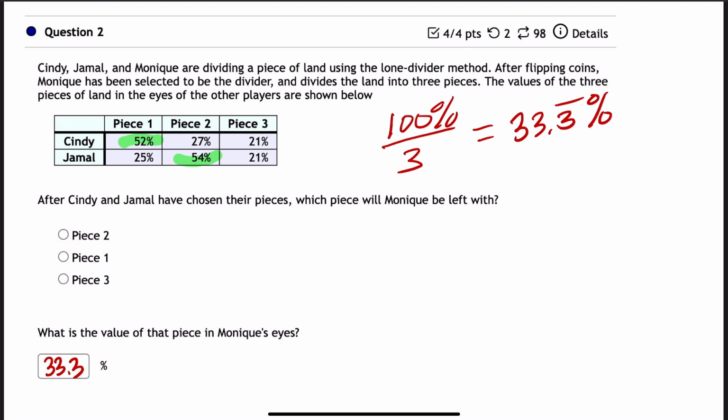Cindy prefers piece 1, so Cindy's going to get piece 1. And Jamal prefers piece 2, and so Jamal's going to get piece 2. Monique cut it up evenly, so Monique's happy with whatever, which means piece 3 is what's left, and piece 3 is what Monique is going to go home with.